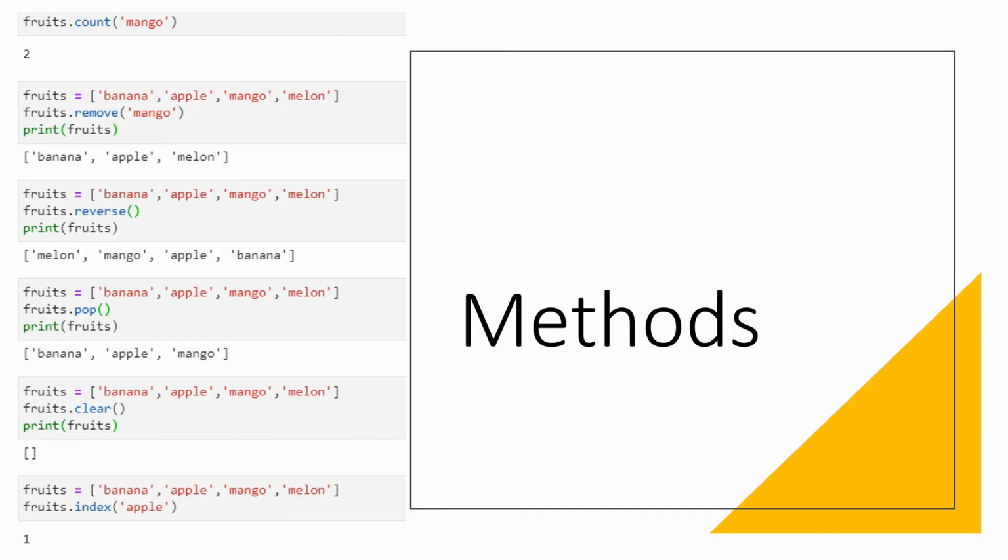Here are some other methods used in list operations. .count is used to count how many times an item is repeated in a list. .remove is used to remove a mentioned item from a list. .reverse will reverse the list. .pop will delete the last item of the list. .clear will delete all elements in a list. .index can be used to find the position of an item.